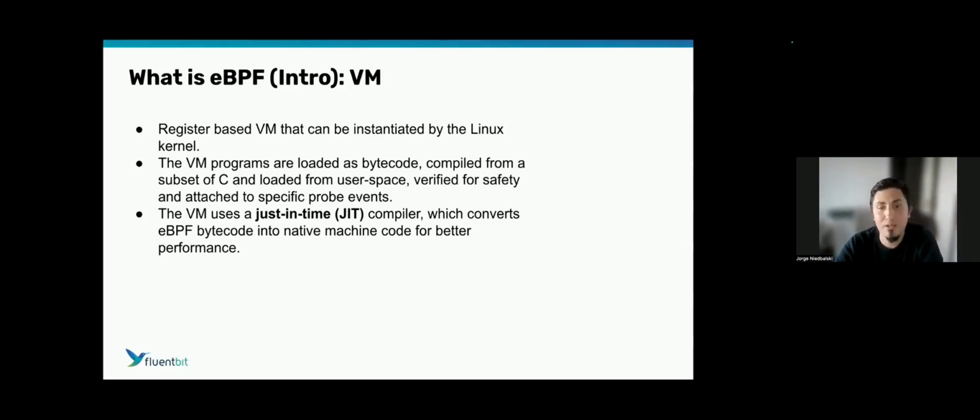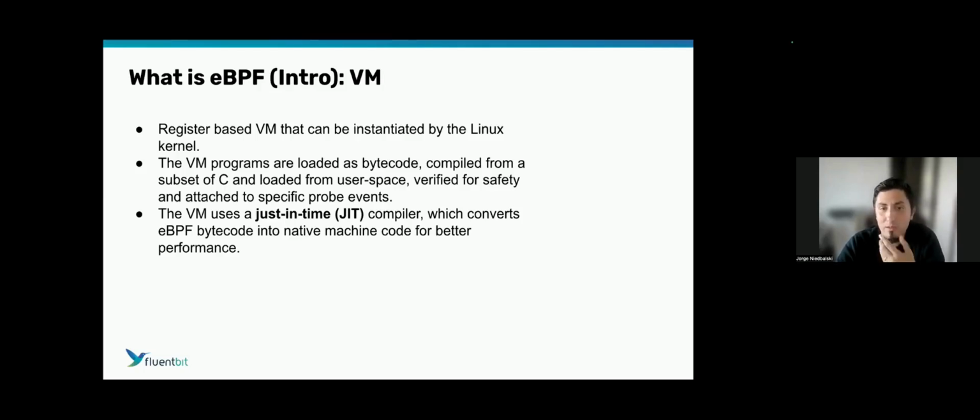That bytecode is compiled from a subset of C, and then it's verified as well. And you might ask yourself, why is it verified? Why is it constrained? I will go into the details of that, but essentially think about it as very constrained programs that can execute code based on events that are generated in the Linux kernel, right?